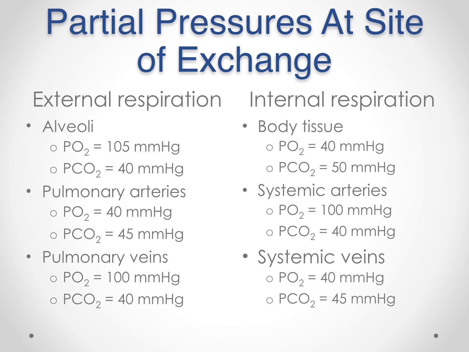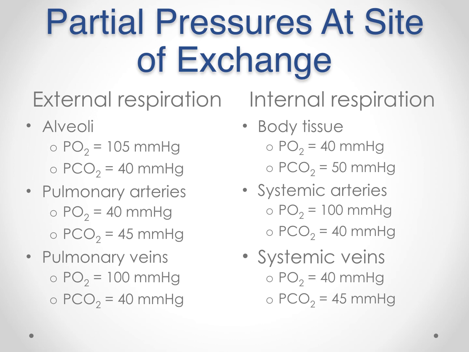In internal respiration, once again, this is our systemic circulation. Body tissues have a low percentage of oxygen because they've used it, so they have a higher partial pressure of carbon dioxide at 50 millimeters of mercury. Your systemic arteries are very rich in oxygen because this is pumped from the left ventricle through all parts of the aorta, carrying the oxygen needed for all parts of the body. So that's why there's that discrepancy: 100 millimeters of mercury of oxygen to 40 millimeters of mercury of carbon dioxide.